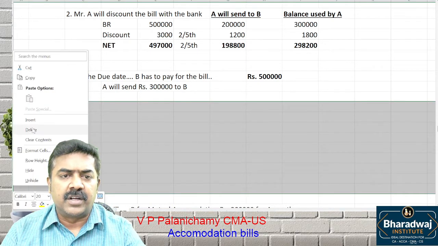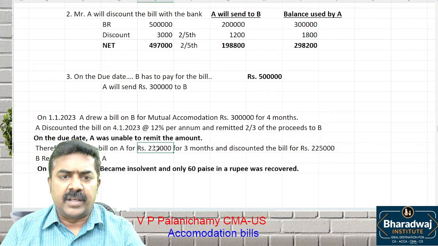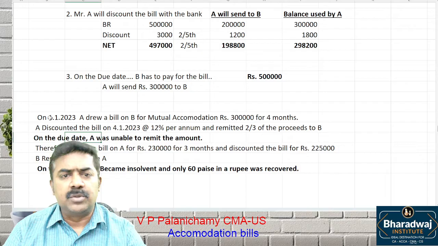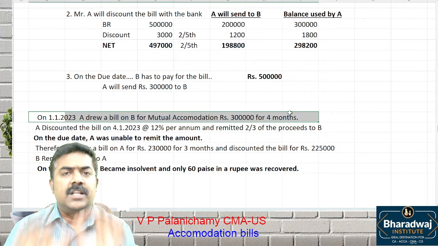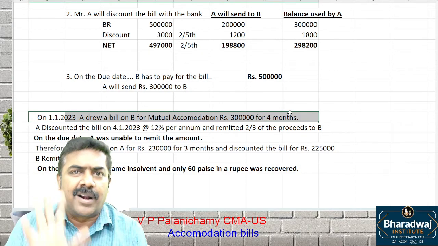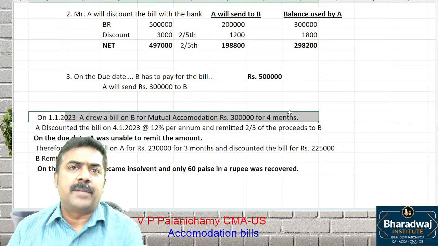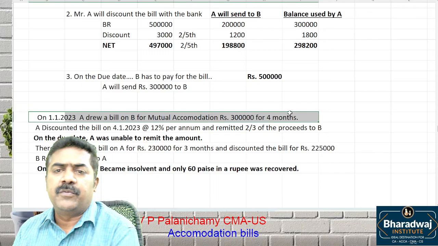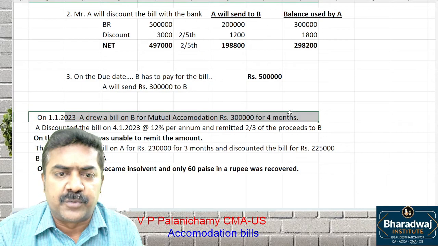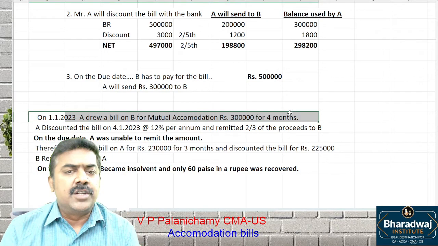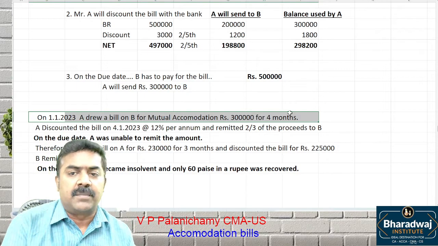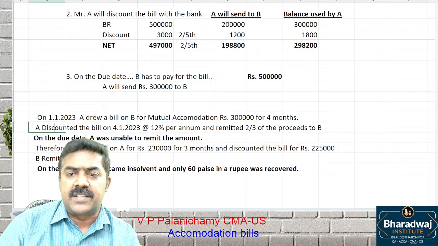Before we go to a textbook question, take up this question. On 1/1/2023, look at this question. This is a typical examination question. In the exam, they will ask this question for 8 marks. On 1/1/2023, A drew a bill on B for mutual accommodation for 3 lakhs for 4 months. A discounted the bill on 4/1/2023 at 12% per annum and remitted. Remitted means sending the money.